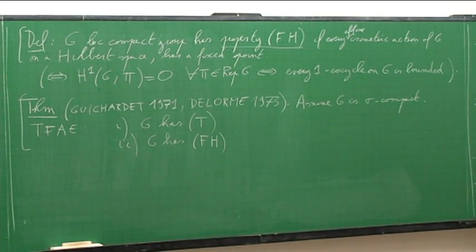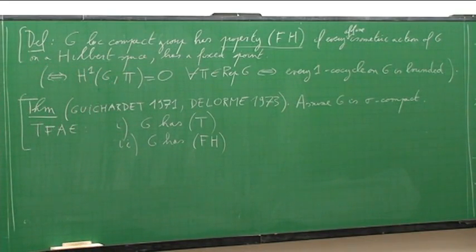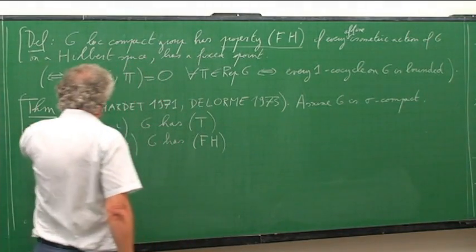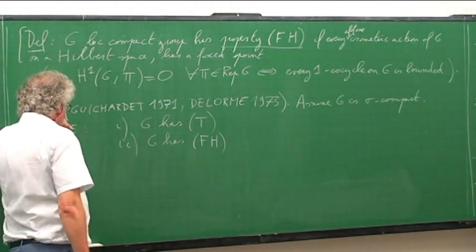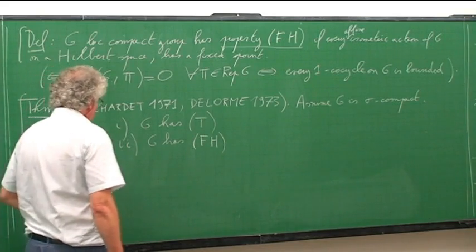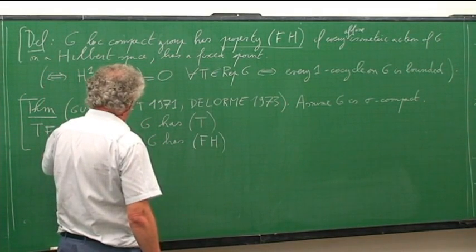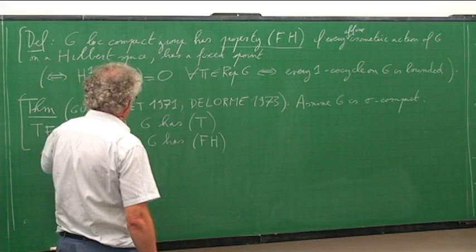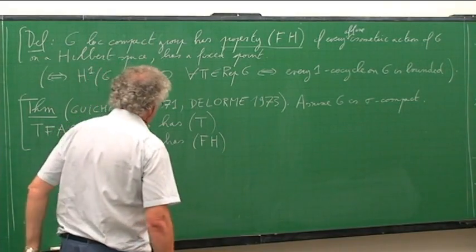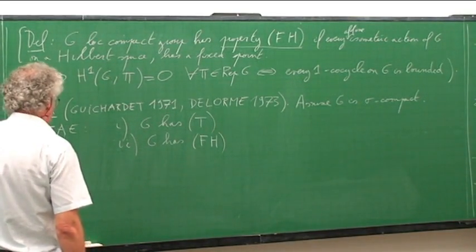So this is the link with what we've been doing so far. I think I will have time to give at least one implication, namely, the Kazhdan implication, which is 2 implies 1. This is the implication which requires sigma compactness. And what Delorme did was to prove 1 implies 2, and this does not require sigma compactness.